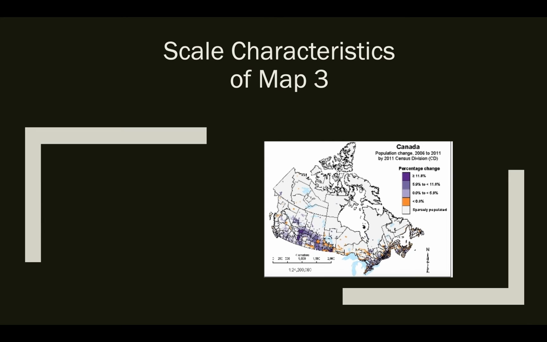Last, we move on to the scale characteristics of Map 3. This map of Canada is an example of a small scale map due to the large area with little detail. The only information provided is population change from 2006 to 2011, as well as the province borders of Canada. It is also shown as a small scale map because of the 1 to 24.2 million scale.